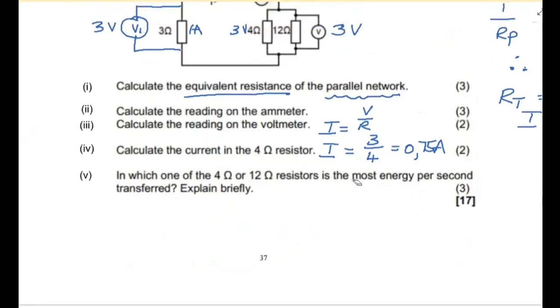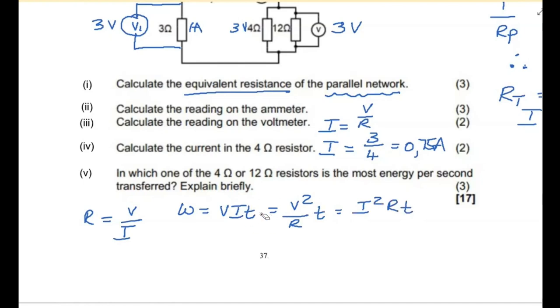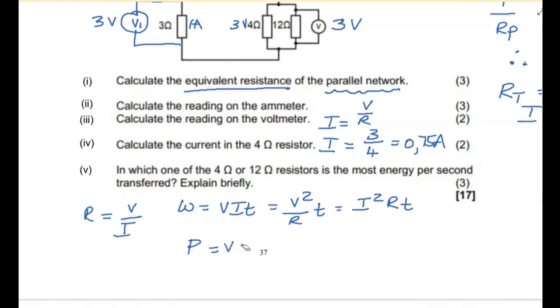Then it's just asking about the most energy transferred. Please, I'm just going to write here the formulas we know, R is V over I. What we haven't spoken about is that you've also got a whole lot of work and energy formulas. You've got W is VIt, you've got W is V squared over R t, and you've got W is I squared R t. That's for work. And then for power, you've also got VI, you've got V squared over R, and you've got I squared R.